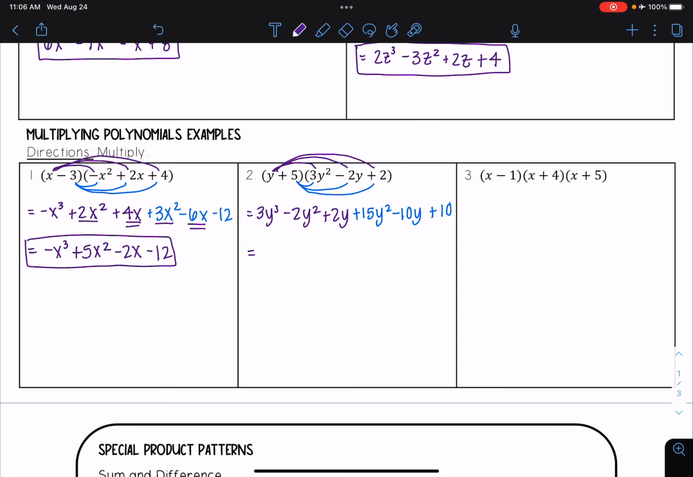I have 3y cubed, that's my highest exponent. I don't see any other y cubed, so I'm just going to write 3y cubed. But I do have two y squared terms, so I have negative 2y squared plus 15y squared to get 13y squared. And then 2y minus 10y to get negative 8y. And then plus 10 at the end.